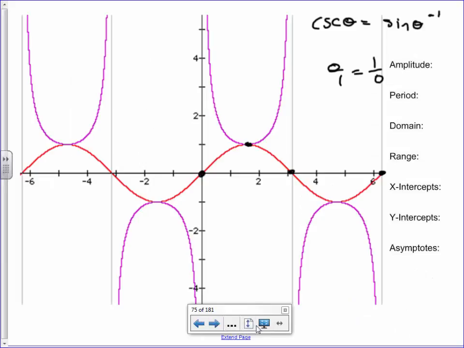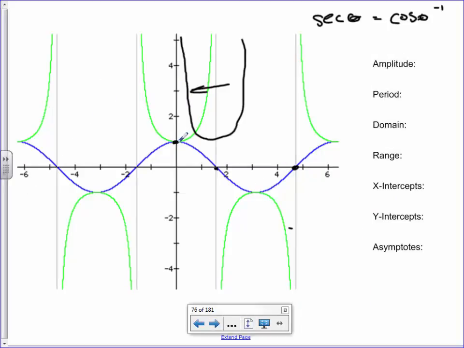However, this one right here is cosecant. How long until this graph repeats itself? How far is it from here to here? I know it's not pi. Yeah, cosecant and secant and sine and cosine, they all take 2 pi to repeat themselves. This one right here also takes from here to here. It takes 2 pi to repeat itself.